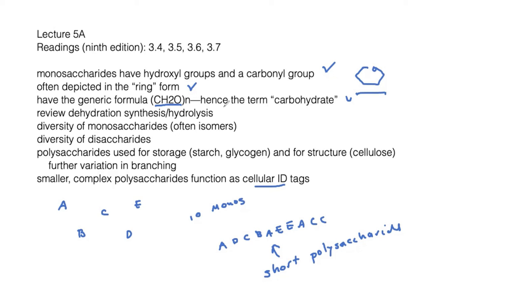We reviewed dehydration synthesis and hydrolysis as mechanisms by which monosaccharides get together to form disaccharides. Disaccharides would be doing hydrolysis. I didn't really show you that, but you could just reverse that reaction to hydrolyze a disaccharide into monosaccharides. We talked about polysaccharides and how they could be used for storage, starch in plants, glycogen in animal cells, or for structure. And cellulose was a good example of that.